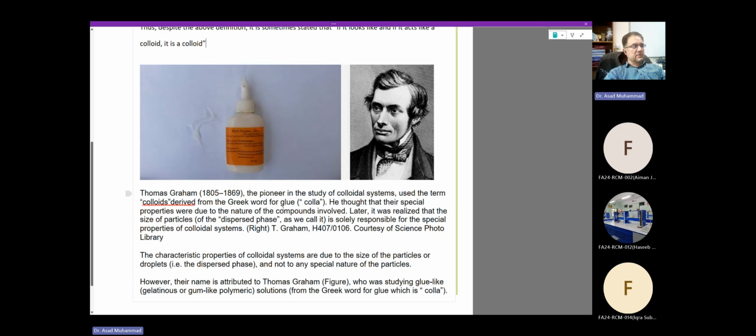He thought that their special properties were due to the nature of the compounds involved. Later, it was realized that the size of the particles of the dispersed phase, as we call it, is solely responsible for the special properties of the colloidal system. And today we know that when the size of the particles is reduced, the surface area increases, and surfaces, when increased, are really important and they show a lot of different properties.